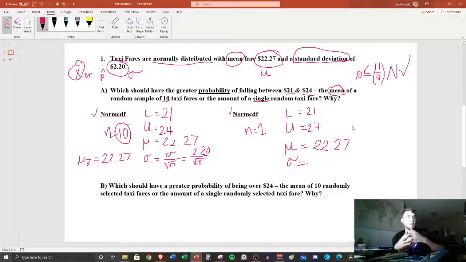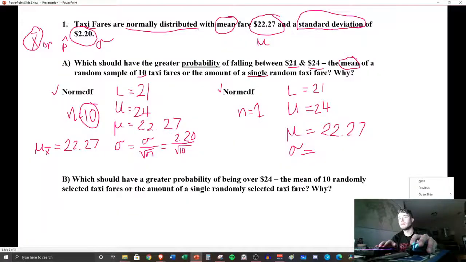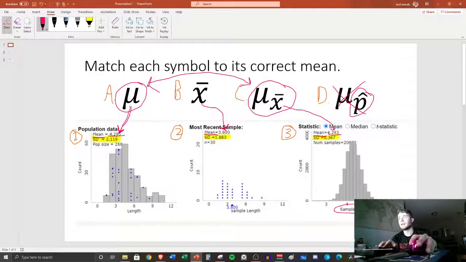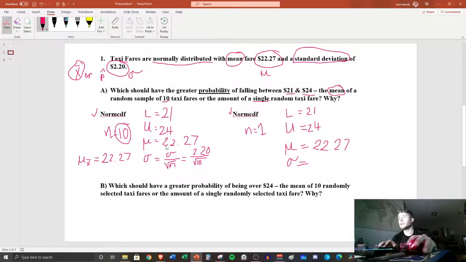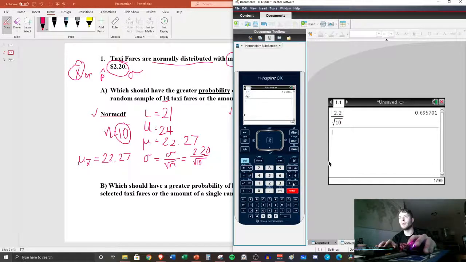Now, if they give us a solid number of the population, then we'll want to put that in there to check it. And remember, if this doesn't work, then we can't do our calculations either. So that one actually does work. So we can calculate this. Okay, that's good. So we can actually go ahead and do this calculation. So we make a fraction, control divide. We want 2.20 on top. And we want to divide that by square root of 10. So 0.6957.